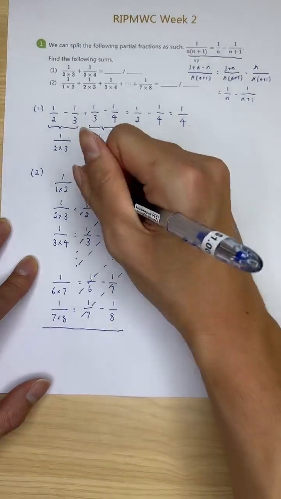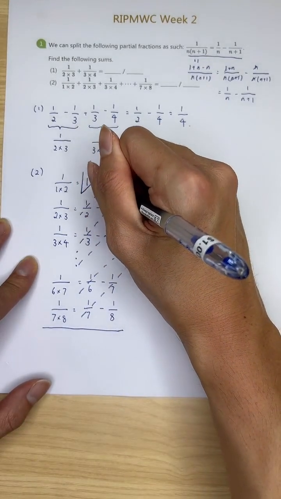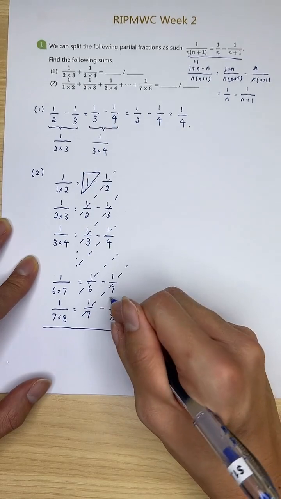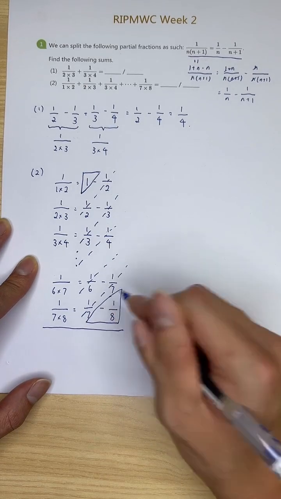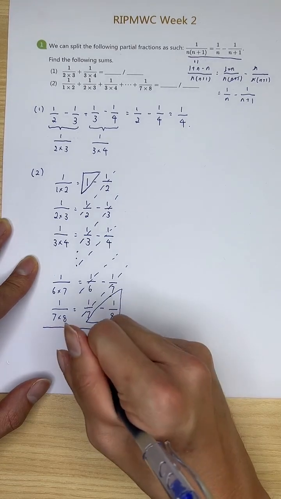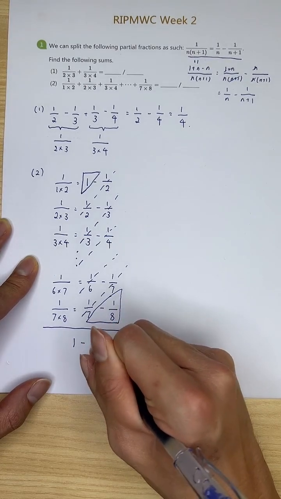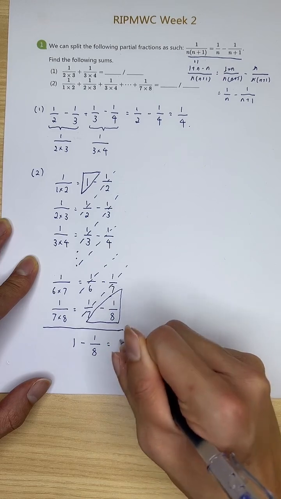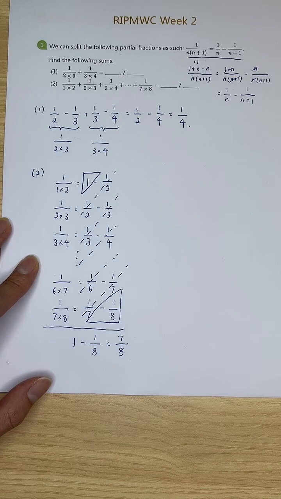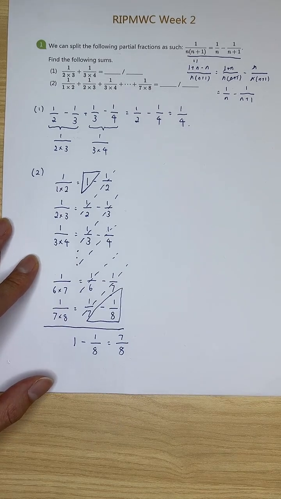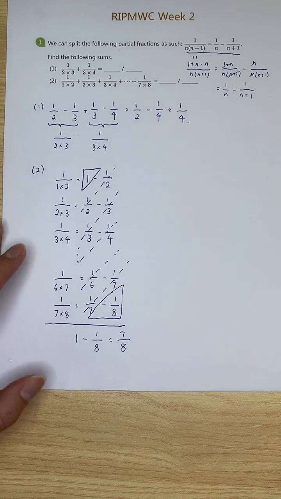So what are we left with? We are just left with 2 terms, right? We are just left with 1 over here and minus 1 over 8 over here. So I'm pretty much left with 1 minus 1 over 8, in which we'll obtain 7 over 8 as our final answer. Alright, so I hope this question is easy enough for everyone.